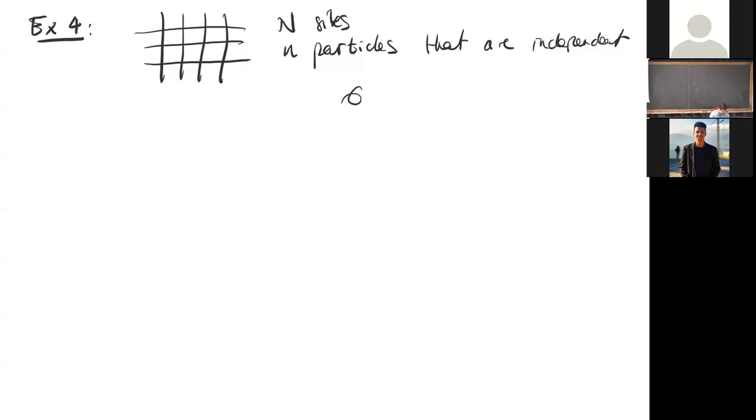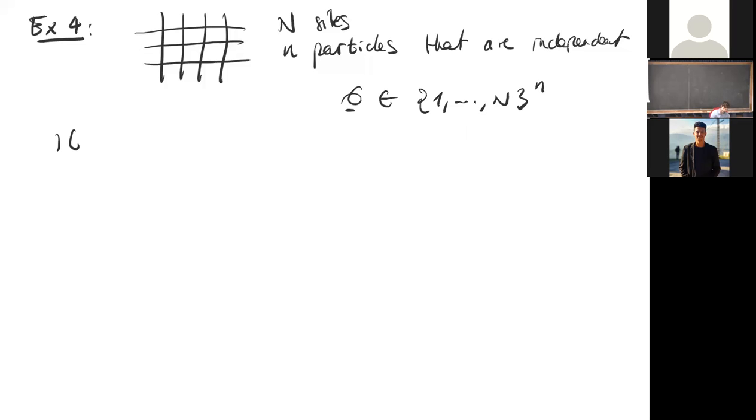So if I call sigma the vector that describes the position of each particle, each position can be from 1 to N. There are N sites, big N sites, and we have little n particles. So this vector, this microstate, is what? It is a vector where each component can be between 1 and capital N, which describes the site at which the associated particle lives. So do you understand why I wrote this?